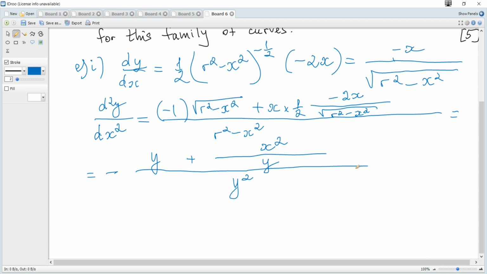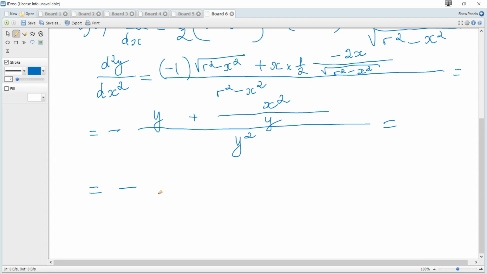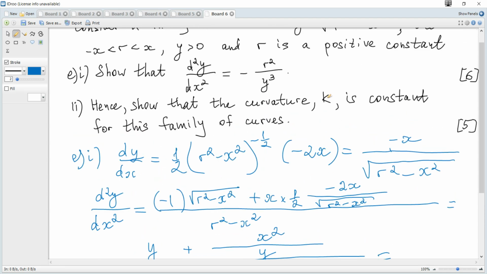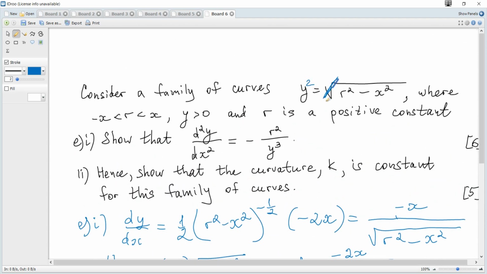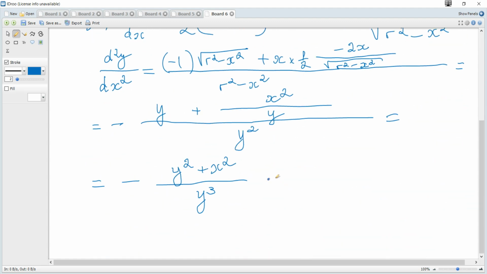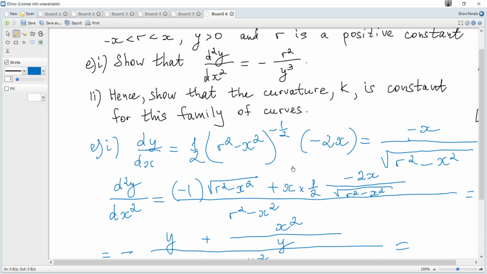and multiplying each term in the numerator and denominator by y, or you can do what? Take a common denominator in the numerator and then divide two fractions. It's the same, so it becomes negative y squared plus x squared over y cubed, and y squared plus x squared, you can see that it's what? It's r squared. Negative r squared over y cubed, as required.